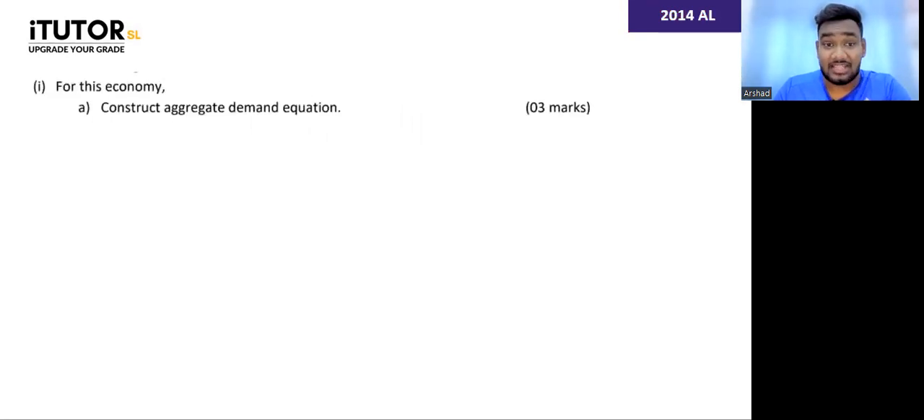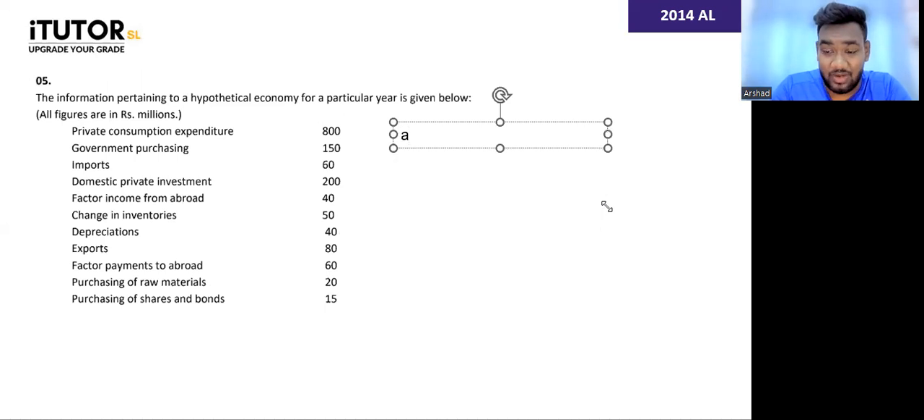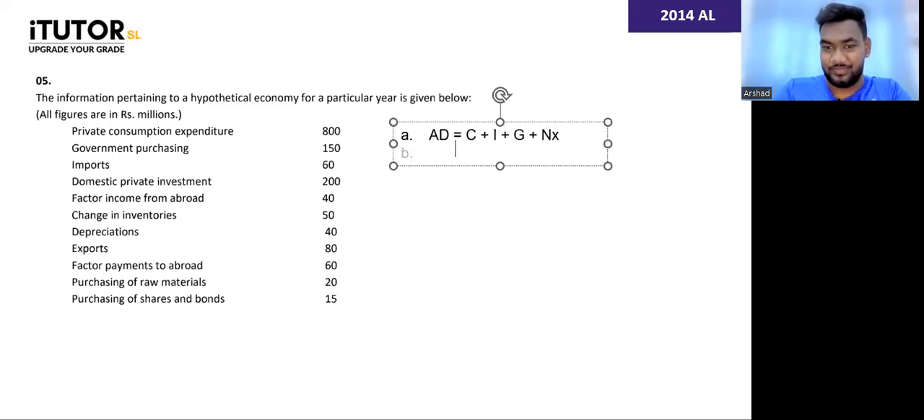Now they're asking you for the aggregate demand equation. Can you all tell me the aggregate demand equation includes what and what and what? AD is equal to what and what and what? Consumption, investment, government spending, and net exports. So how much is that then?